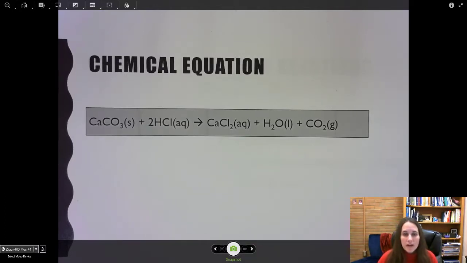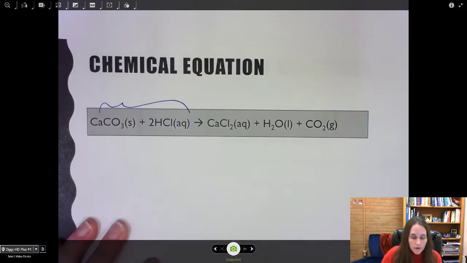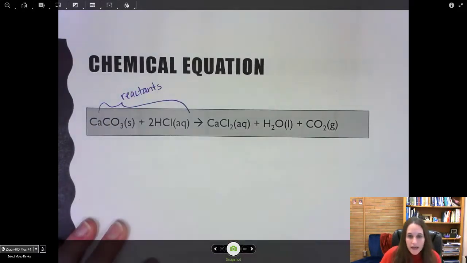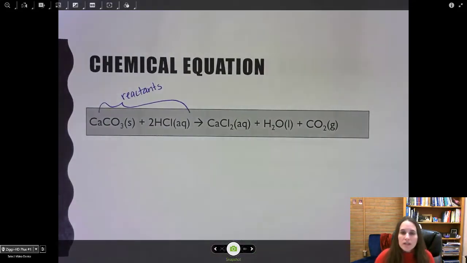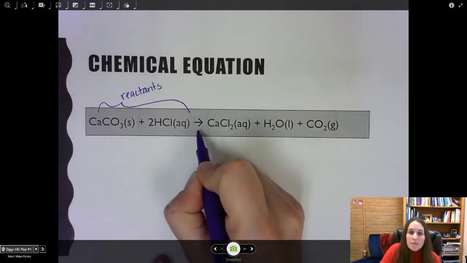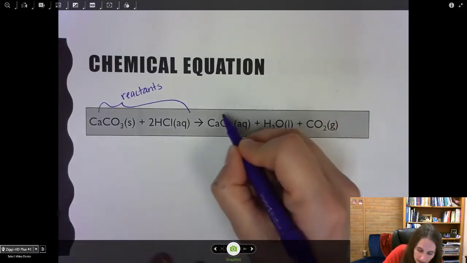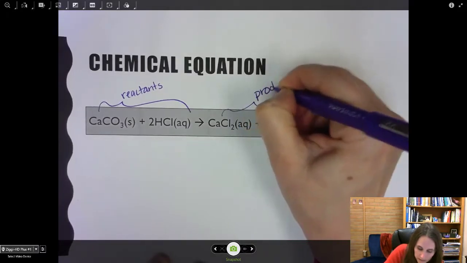And there's some language about it that you're going to want to be familiar with. So for example, we call substances that are written here before the arrow the reactants. And then we have this arrow that you can read as becomes or yields, or if you know it's decomposing, you can say decomposes to, but it's something along the lines of becomes. So these two become these. And then the stuff written after the arrow are our products.